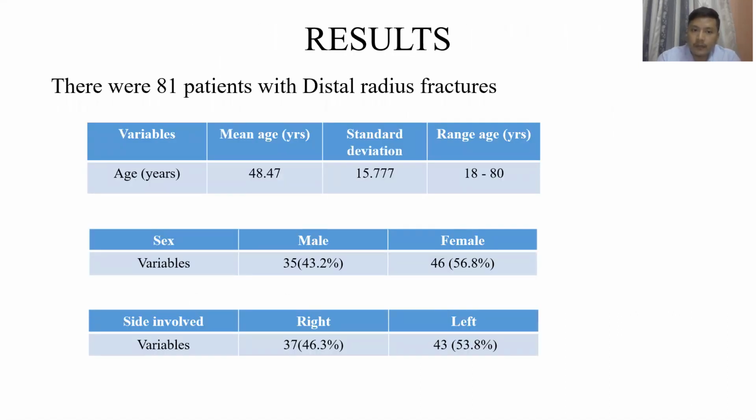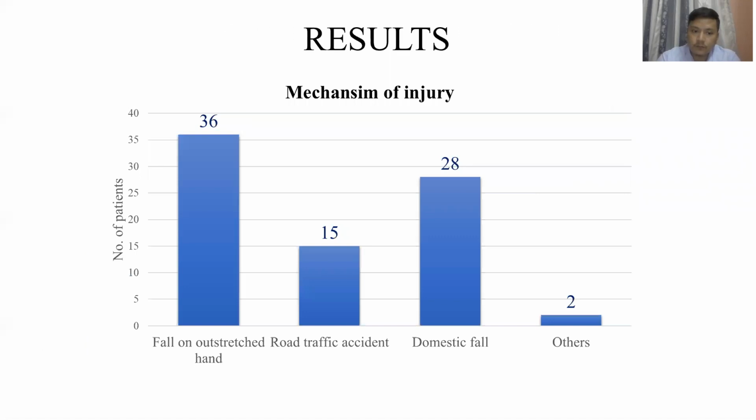Among the patients, mean age was 48.47 years. Female was highest in count, and the left side was involved more than the right side. Fall on outstretched hand was the most common mode of injury, followed by domestic fall, then road traffic accident and others.